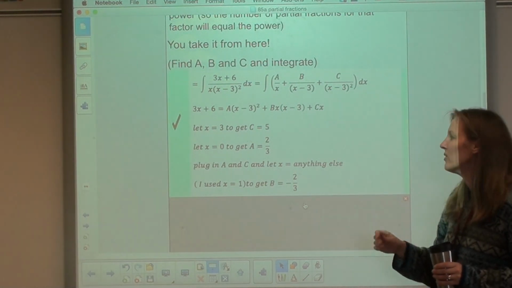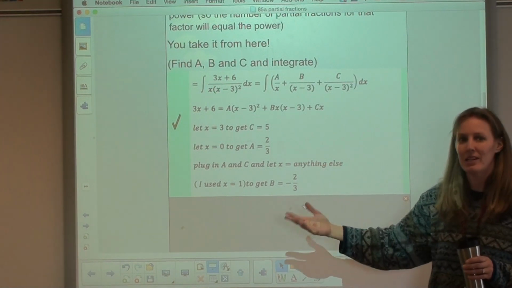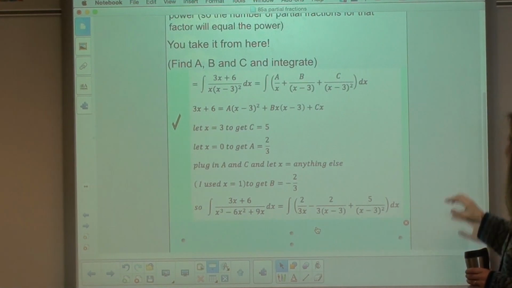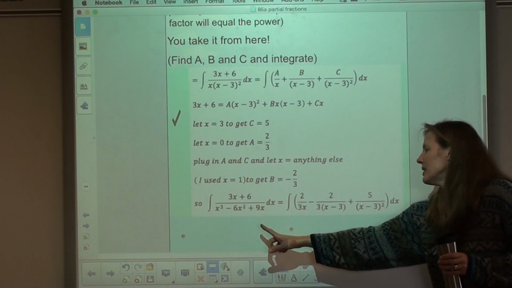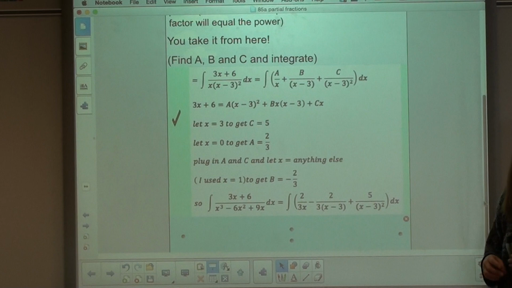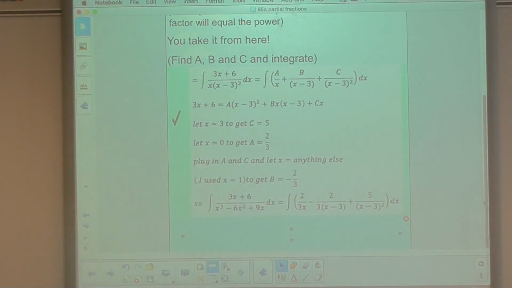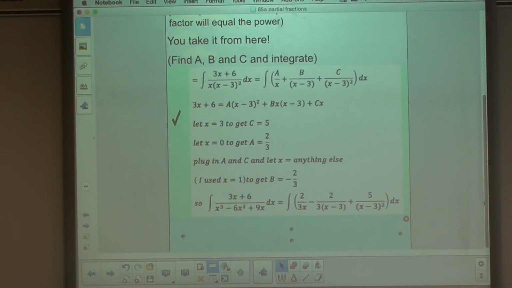Once you find your A, B, and C, you have to plug them back into your integral, and then you still have to integrate, right? But it's not a crazy integral anymore. So everyone take a minute and find the integral. I don't understand how the 3x plus 6 just magically goes away. It didn't go away. We used it the whole time we were solving the equation.